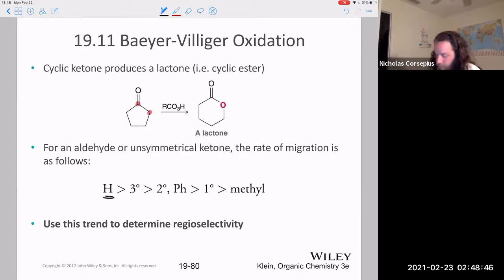Hydrogen's the most likely to migrate, meaning easiest to stick an oxygen between. Easiest to stick an oxygen between a carbonyl carbon and a hydrogen. Between a carbonyl carbon and a tertiary carbon would be the next one. Secondary or phenyl, then primary. And lastly, the least likely to migrate would be a methyl group.